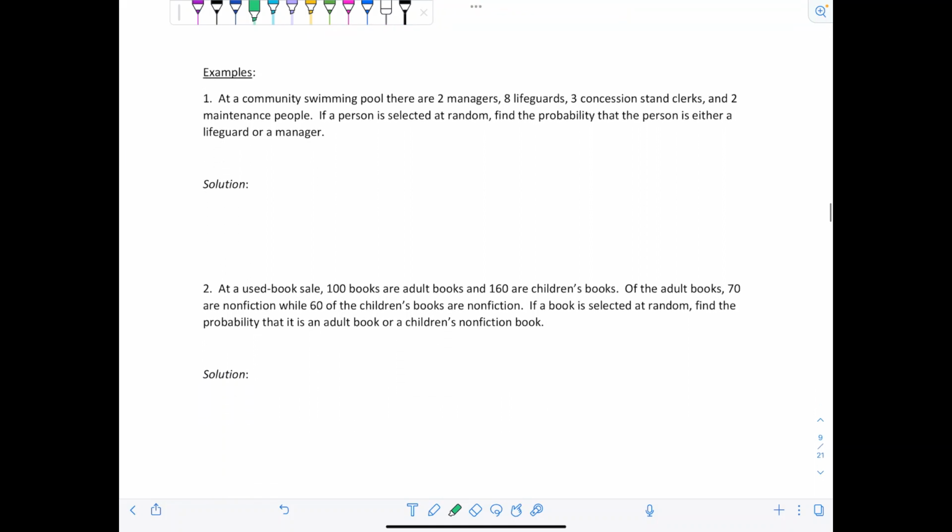Okay, good. Here's an example. At a community swimming pool, there are 2 managers, 8 lifeguards, 3 concession stand clerks, and 2 maintenance people. If a person is selected at random, find the probability that the person is either a lifeguard or a manager. Okay, so altogether, how many people are working at this swimming pool? 2 plus 8 plus 3 plus 2. So there's 15 people total.